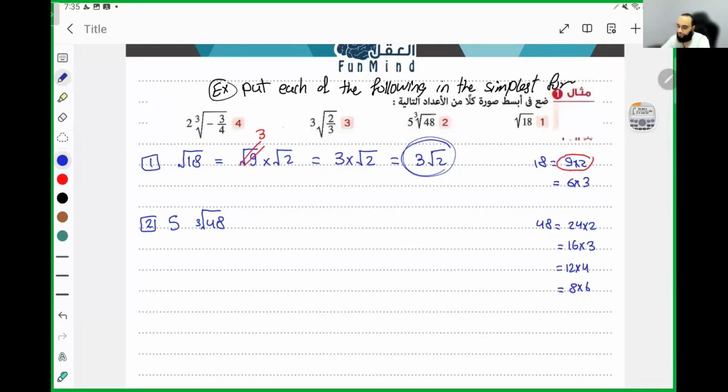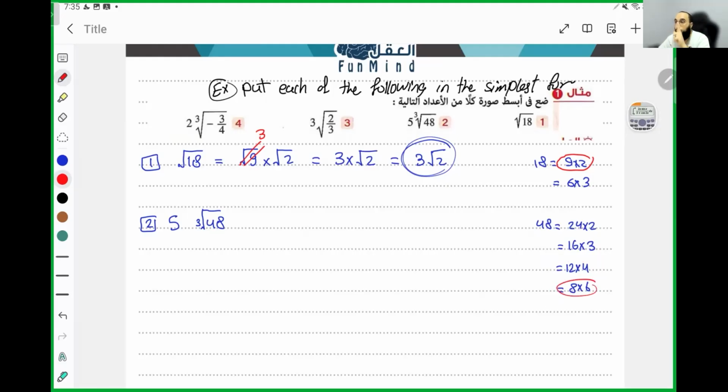So right now, is it a square root or a cubic root? Cubic root. So you are searching for a number below the cubic root that gives you a value. So you are searching for a perfect cube. Cubic root 24 gives you a value? No. What about cubic root 2? No. Cubic root 16? No. Cubic root 3? No. Cubic root 12? No. Cubic root 4? No. Cubic root 8? Yes, it works.